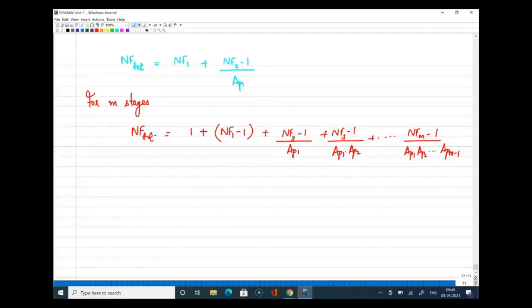Right. So the equation of this form is otherwise called the Friis equation. The Friis equation is also of the same form. You may definitely see this Friis equation again in your next semester when you learn about microwave engineering.